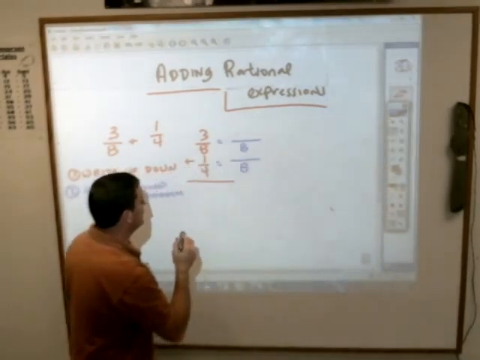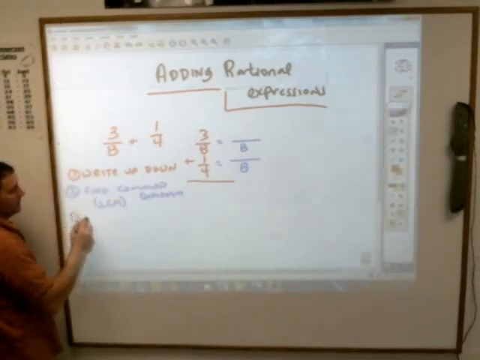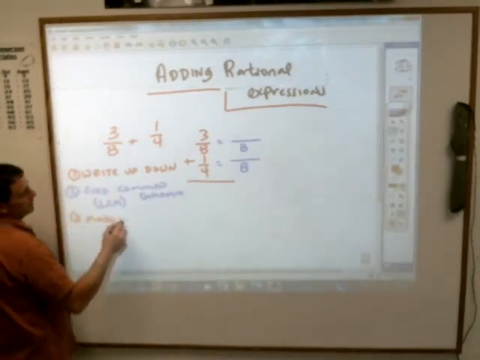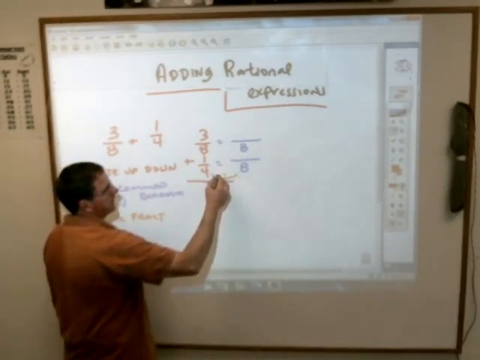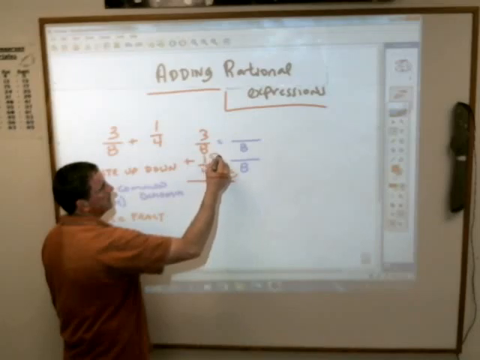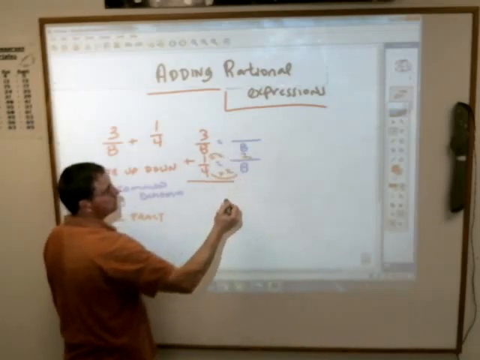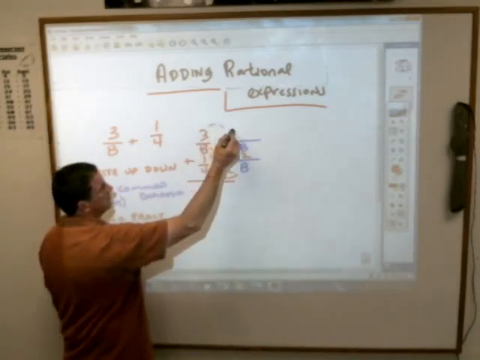Step 3, and this is where you need to think a little bit. Step 3 was to make equal fractions with that. In other words, do this: 4 times 2 is 8, so 1 times 2 is 2. 8 times 1, 3 times 1.